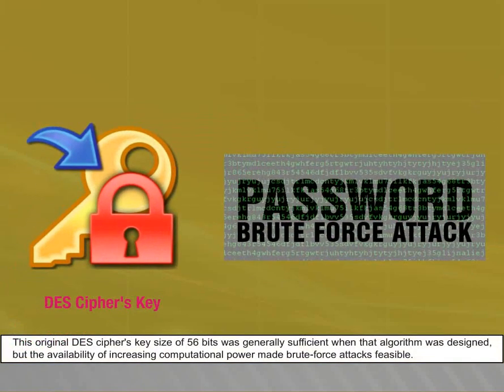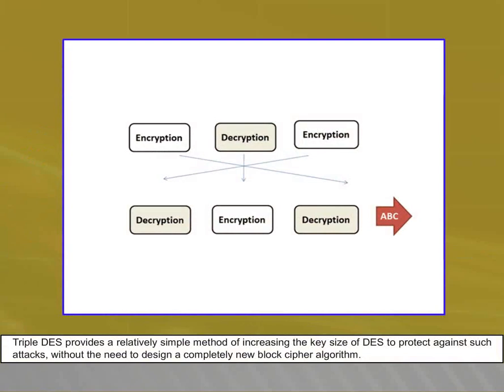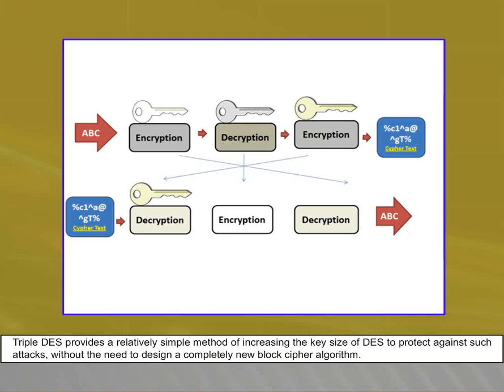The original DES cipher's key size of 56 bits was generally sufficient when that algorithm was designed, but the availability of increasing computational power made brute force attacks feasible. Triple DES provides a relatively simple method of increasing the key size of DES to protect against such attacks, without the need to design a completely new block cipher algorithm.